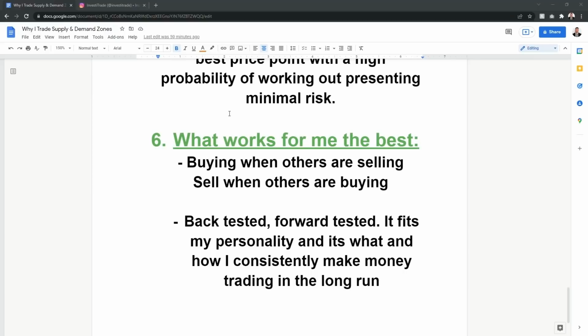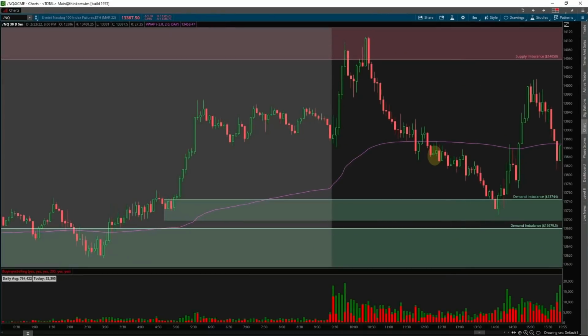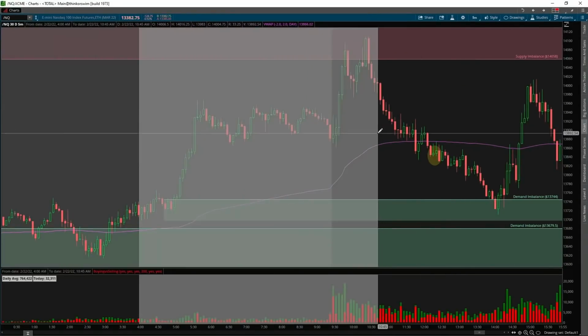I prefer buying when others are selling, and I prefer selling when others are buying. Think about it like this. If 90% of retail traders fail, do what other traders don't do. A lot of traders are buying high of day breaks, selling low of day breaks, and they're getting completely trapped.